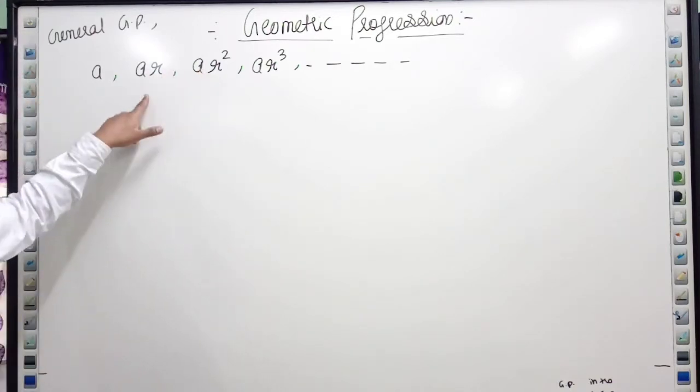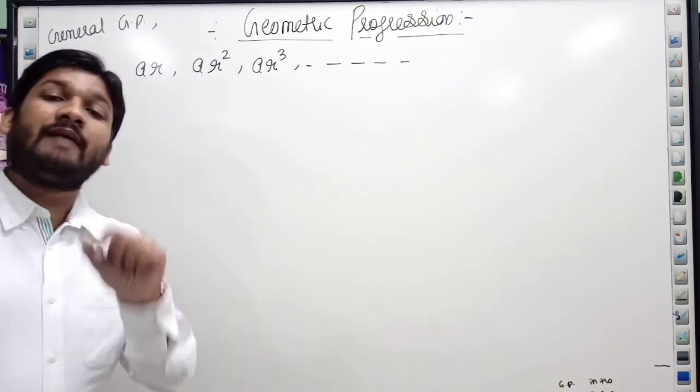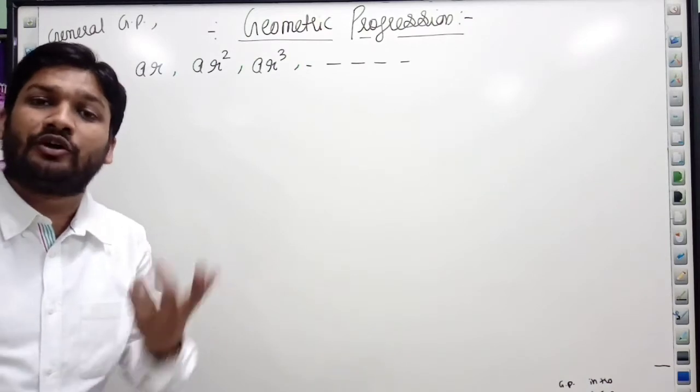AR square by AR, I will get R. AR by A, I will get R. So every time I am getting the same ratio. So that is why it is a GP, and that is the definition of a GP.